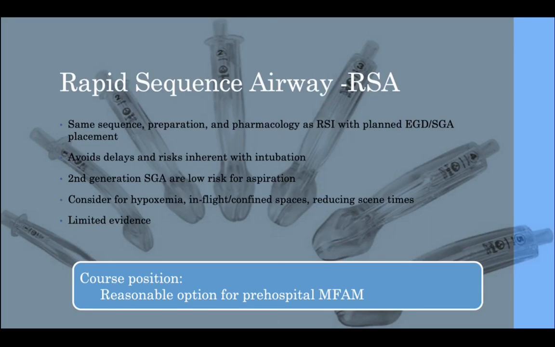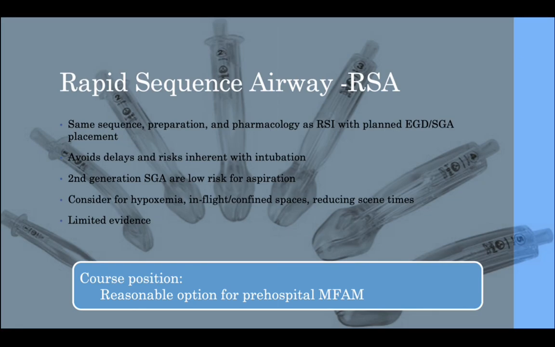Rapid sequence airway we talked about a little bit earlier, but this is something that you might keep an eye out for. If I have a patient who's in a confined space or maybe trapped in a car and they're still awake enough that I can't just put an iGel in them, maybe they have a gag reflex, but they're not controlling their airway, and I don't want to intubate them in some awkward position and fail, rapid sequence airway may be a great alternative.